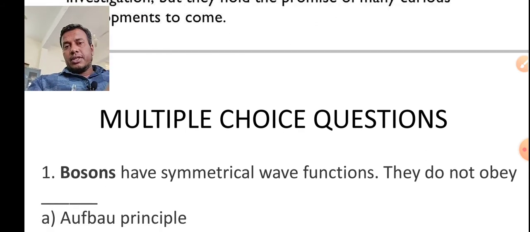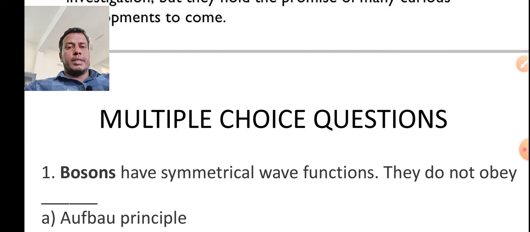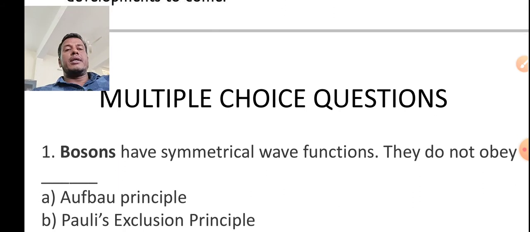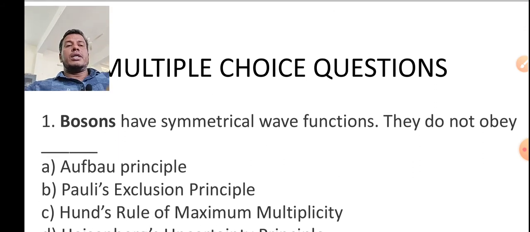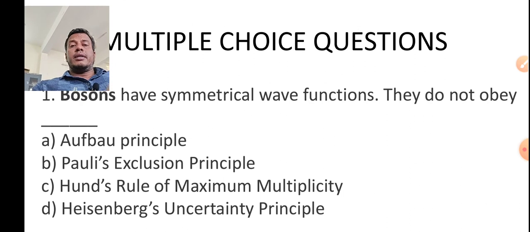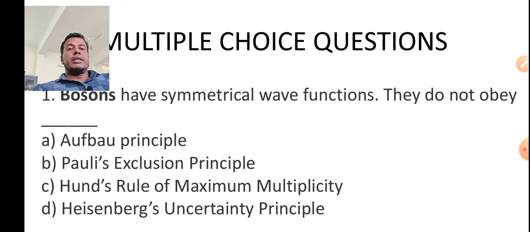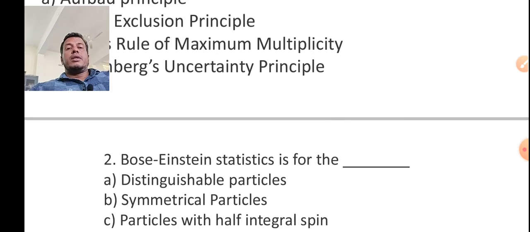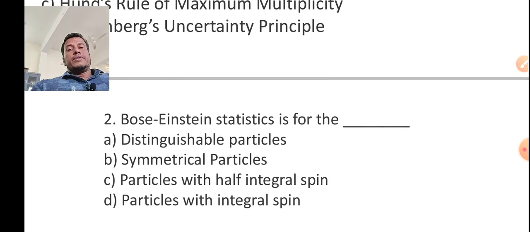Up to this point the session will end. Let us check some other points. Bosons have a symmetrical wave function. They do not obey the Pauli exclusion principle. Bose-Einstein statistics is for symmetrical particles.